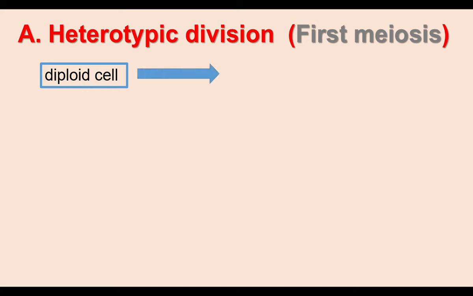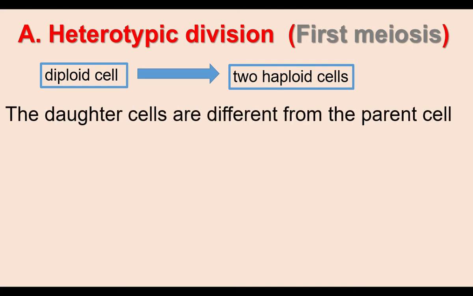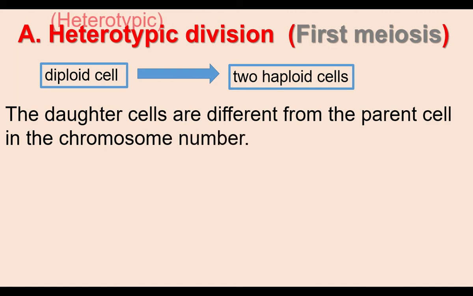Let us see meiosis 1 in detail. In meiosis 1, a diploid cell produces 2 haploid cells. The daughter cells are different from the parent cell in the chromosome number, so it is called a heterotypic division. Since there is a change in the number of chromosomes of parental cells and daughter cells, it is called heterotypic division.